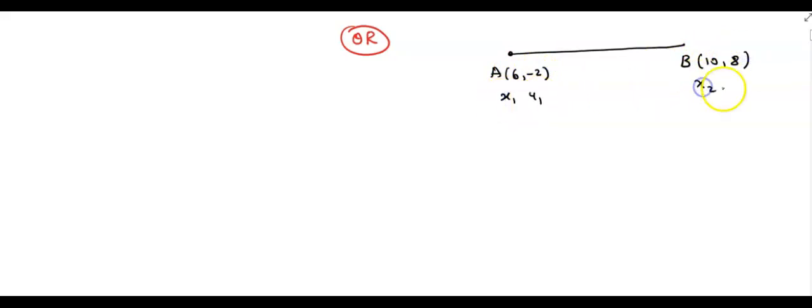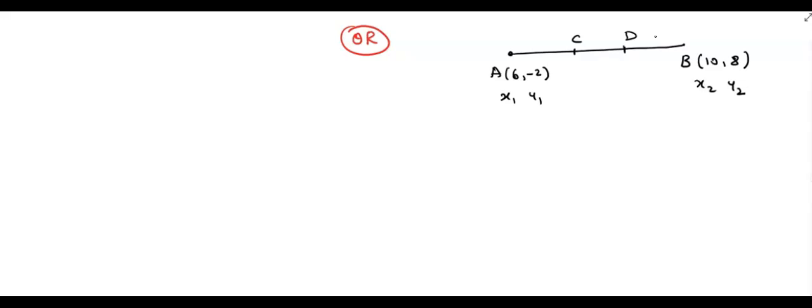See children, here the given points are A and B. Let me say A and B are the given points, (6, -2) and (10, 8). So this is x1, y1, x2, y2. The trisection points are C and D. Now first, we have to use the section formula.